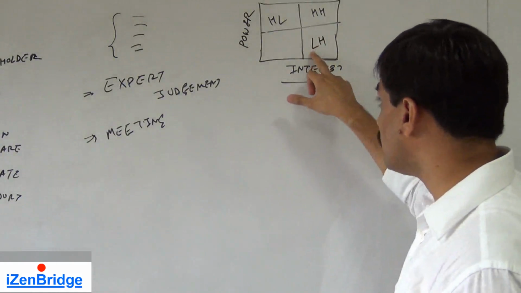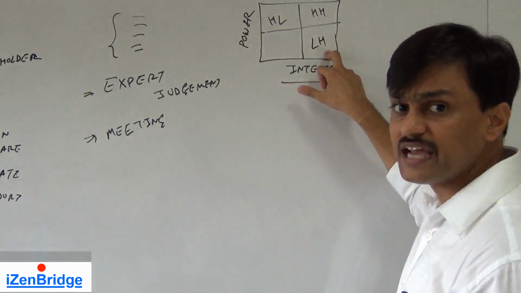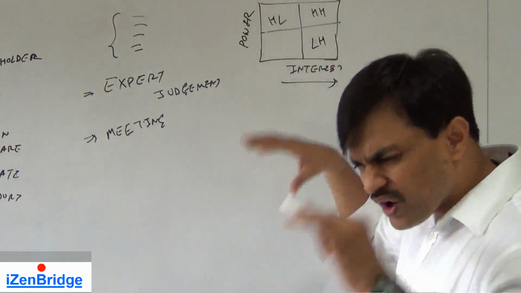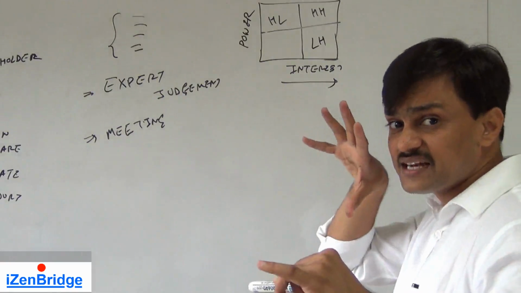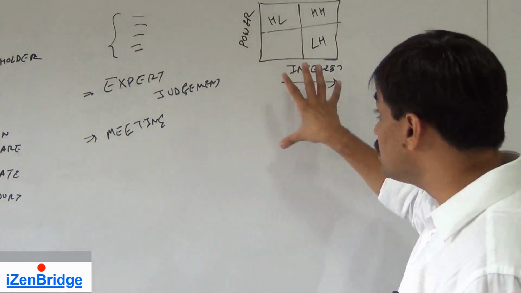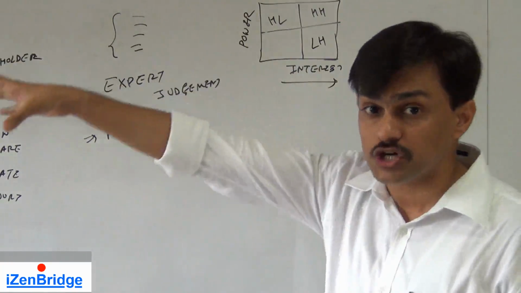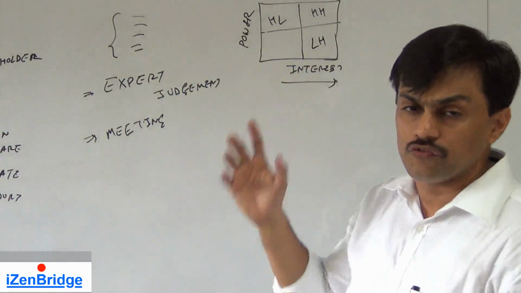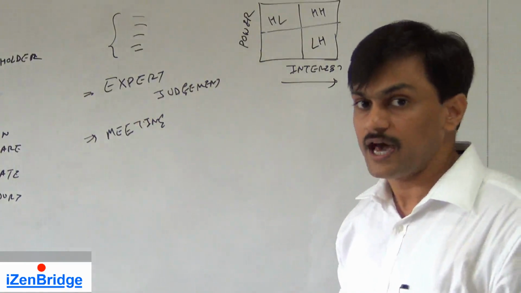So they are low in power but high in interest. Like team members, technical architects. They are the guys who are working. A technical architect is guiding your project from the architectural point of view. He is very much interested, but he is not that powerful to change your project direction.